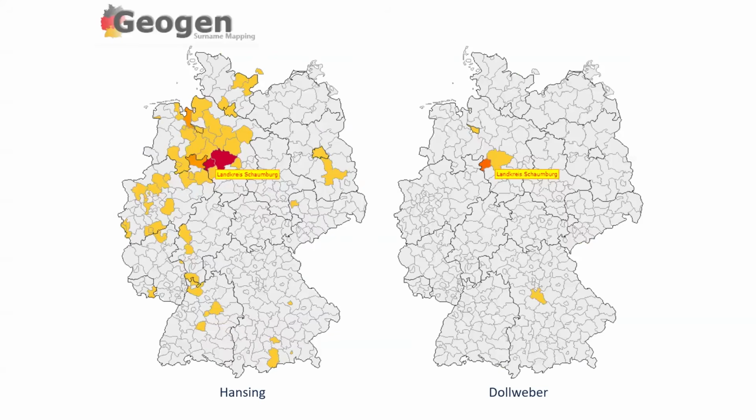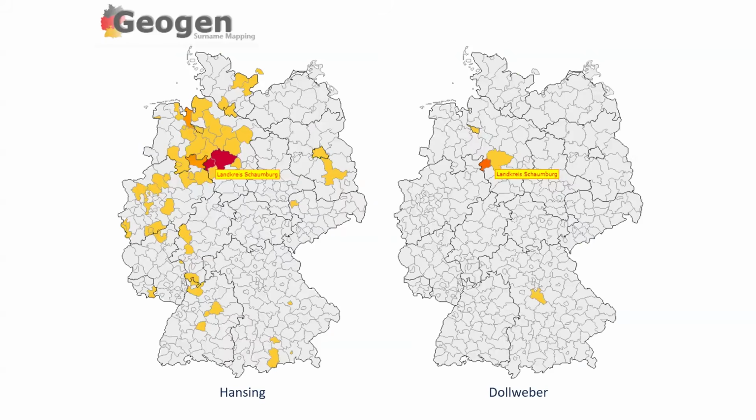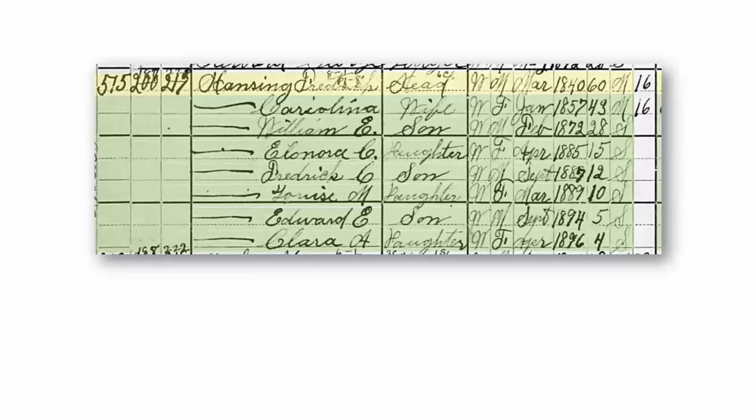Looking for that name, Dolweber, Dolvever, Dolverver, Dolvabor, those are all variant spellings of Dolweber, which is also found in the Schaumburg-Lippe area. So this is strong evidence that the Schaumburg-Lippe Free State is the correct place of origin. We just need to know the parish name.